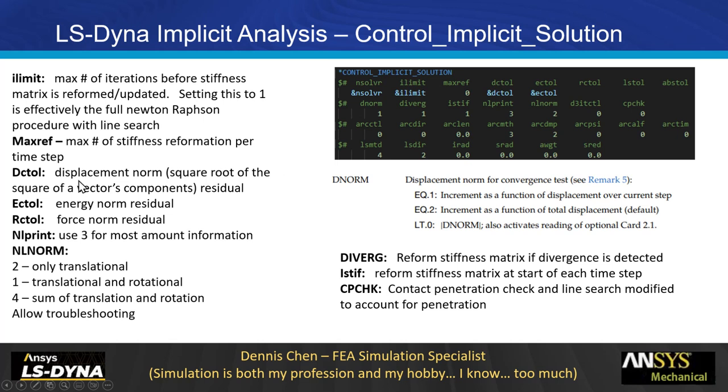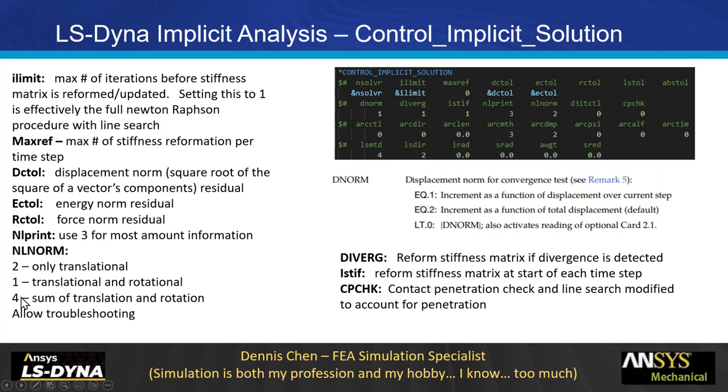But for most common problems, we can just set DC toe and EC toe to the default values, which I think are like 0.01 and 0.001, right? That allows you to basically get to some meaningful convergence. This is very much the default value. You can always change things around.